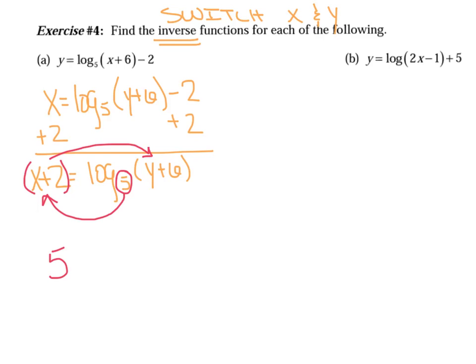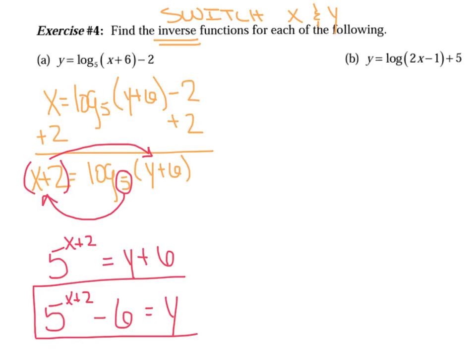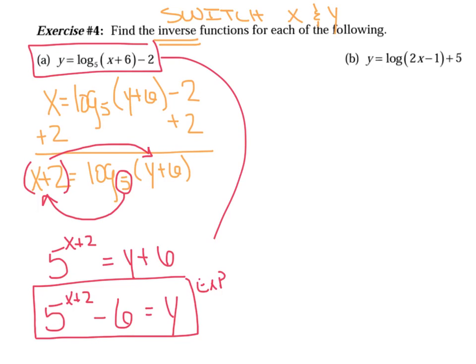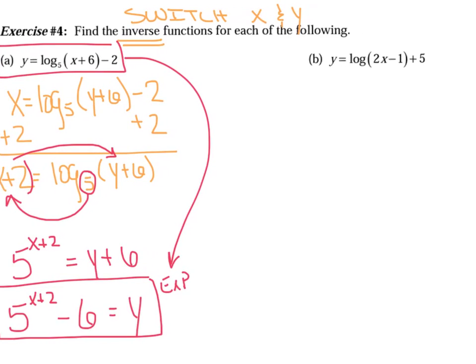Here's what it would look like. 5 raised to the power of x plus 2 equals the quantity y plus 6. Now just subtract the 6 over now. Make sure it's not part of the exponent, and you've got yourself a beautiful inverse equation. Now remember, you were expecting an exponential because it was guaranteed that if you start with a log, the inverse will be an exponential.